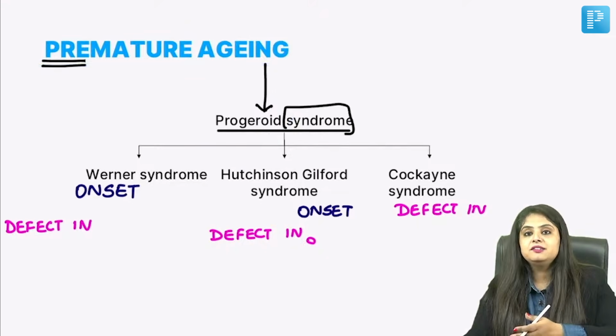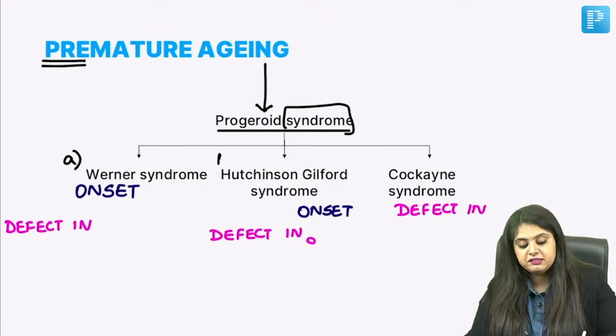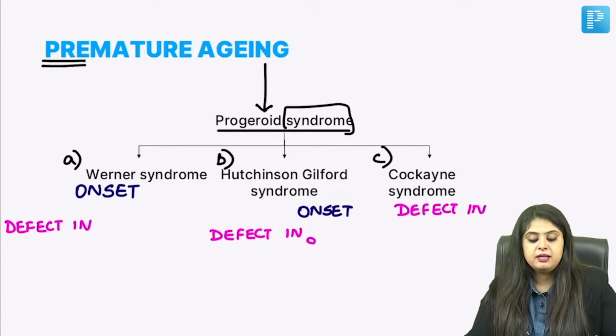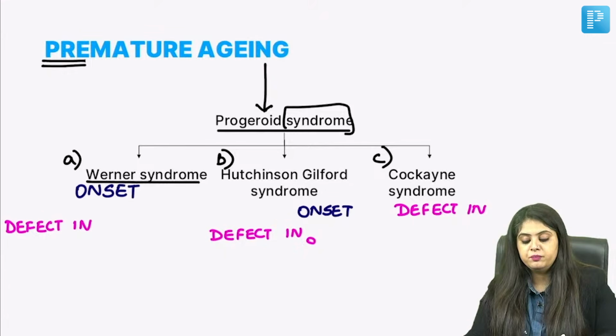It has many things under it, three things to be precise, that you have to know, which we should read. Number 1 is known as Werner syndrome. Werner syndrome's onset is going to be adult.